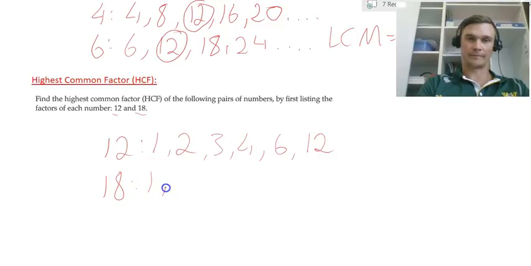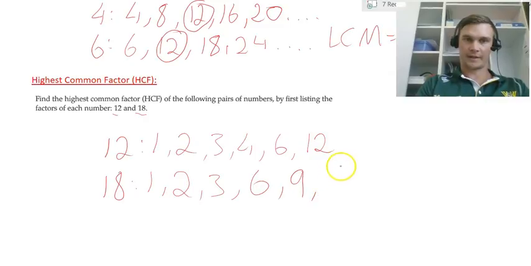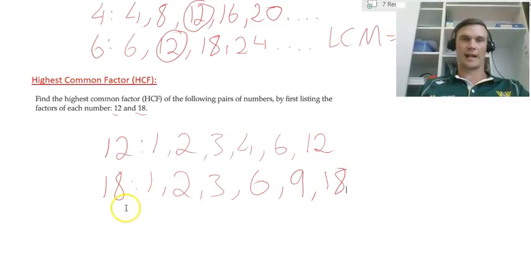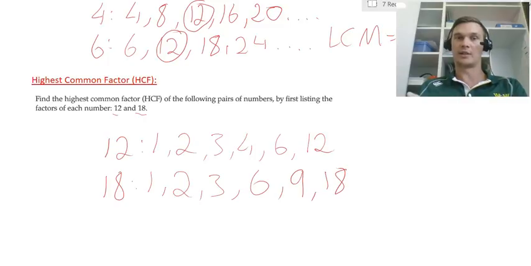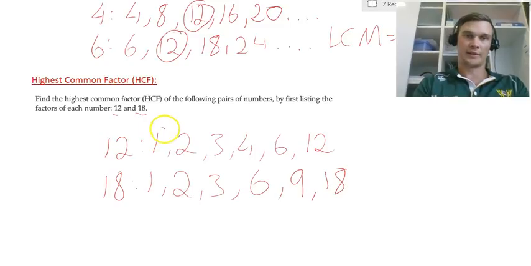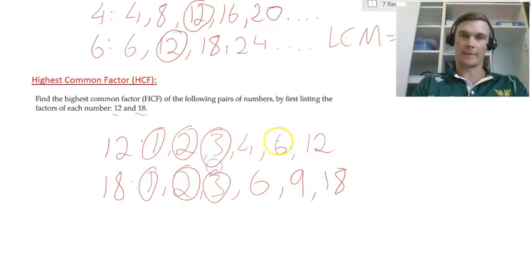I have 1, 2, I have 3, 6, okay, 9, and 18. So now that we have the list of the factors, what we want to find is the highest common between them. So not the lowest this time, we want to find the highest common between those two numbers. So as I go through, I'm going to circle the common factors first. So they both have a 1, they both have a 2, they both have a 3, they don't have a 4, so they both got a 6. Okay, and that's the rest for those ones in there.